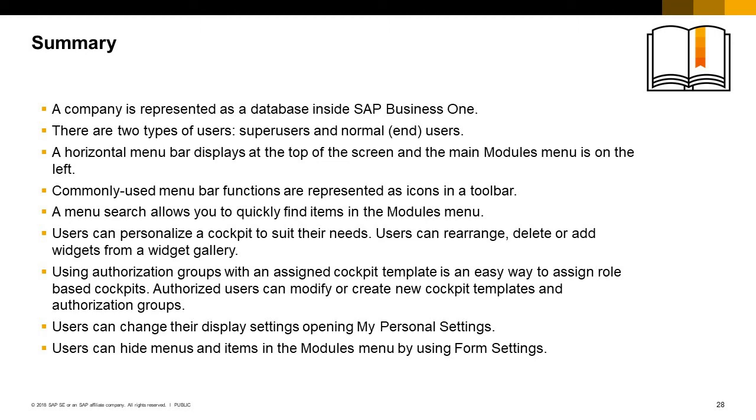Using authorization groups with an assigned cockpit template is an easy way to assign role-based cockpits. 4 delivered role-based cockpit templates that map to 4 authorization groups provide widgets tailored to a user's daily operations and analytic needs. Authorized users can modify or create new cockpit templates and authorization groups. Users can change their display settings by opening My Personal Settings. Additionally, users can hide menus and items in the modules menu by using form settings.